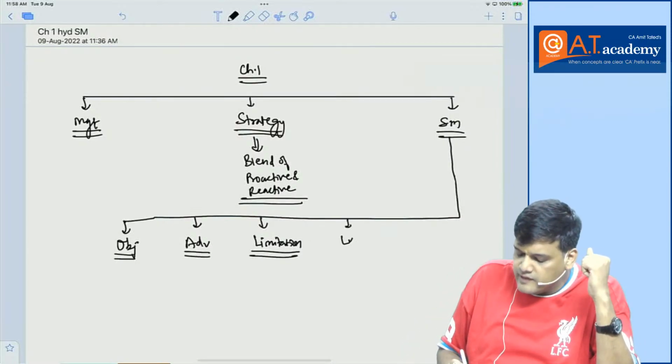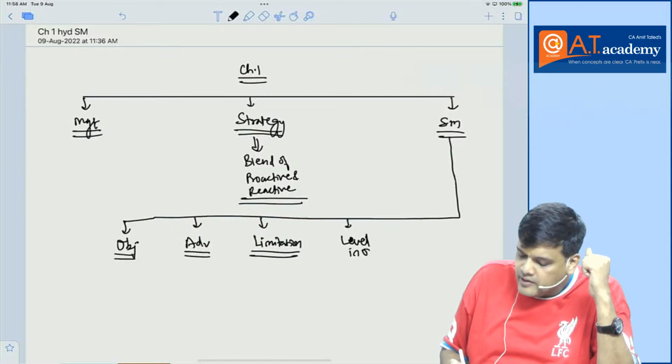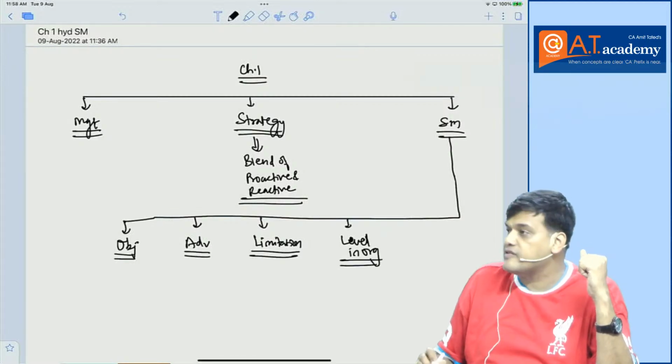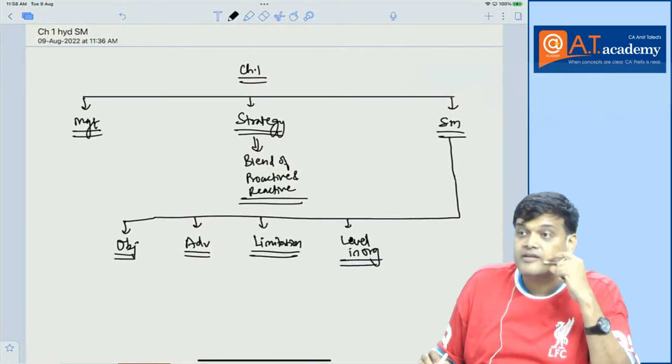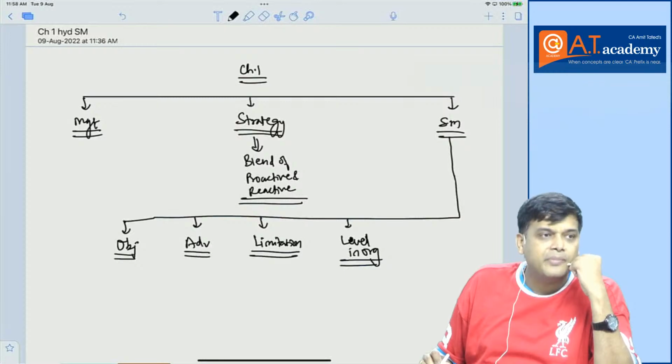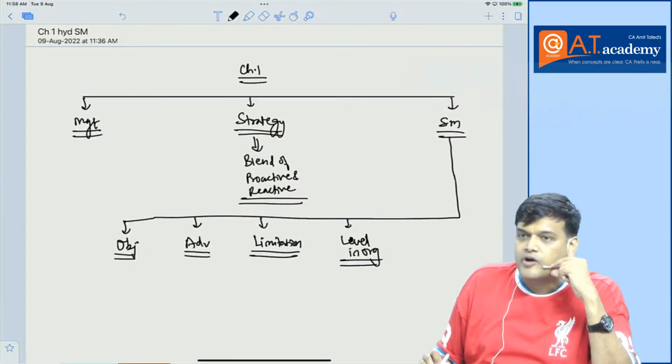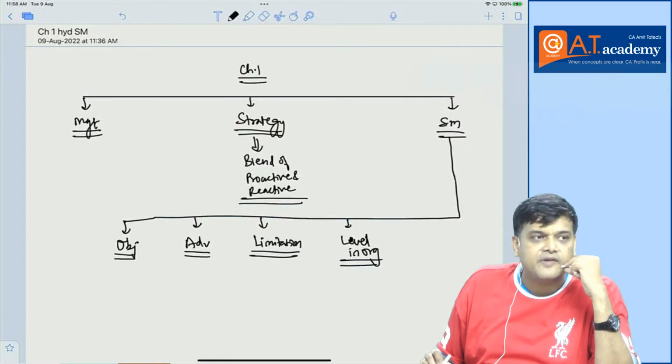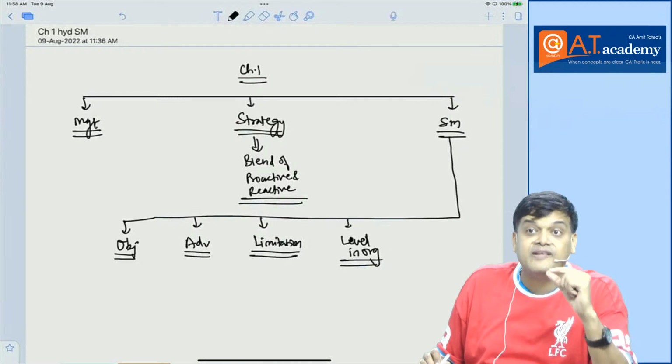Other than limitations, we have 2 more questions. Next question is levels in organization for strategic management, and this is what we have discussed already. How many levels are there? What are the 3 levels? Corporate, business, and functional. Give me a good answer. How will you define whether this person is a business level manager or this is a business level function?